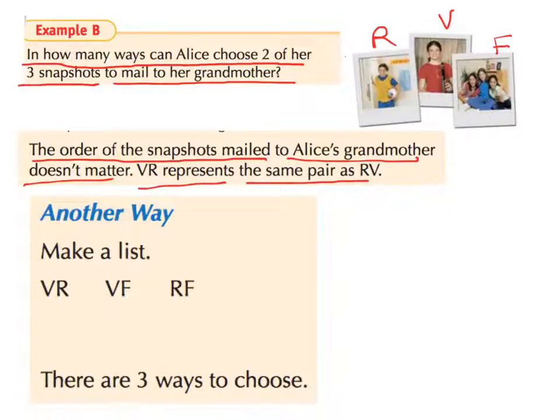So let's do the same problem by making a list. So either he can mail VR or VF or RF. So there are 3 ways to choose.